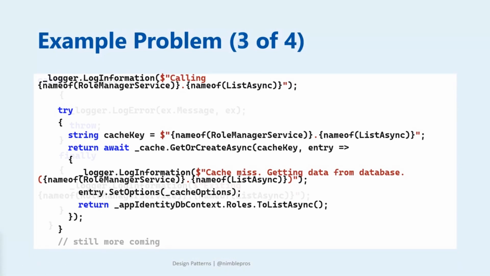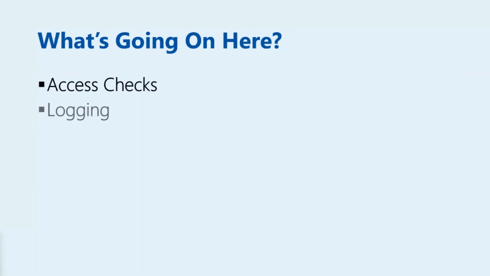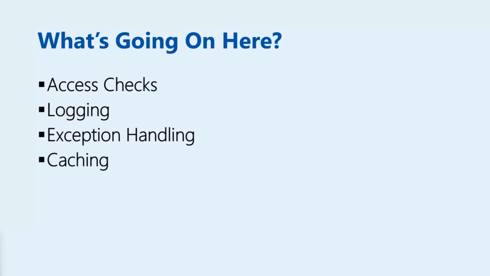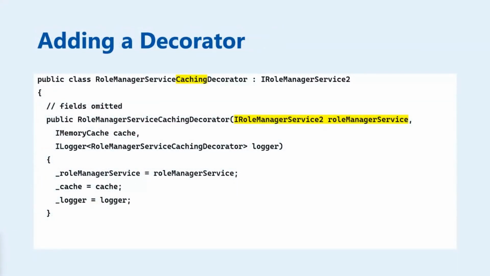And then at the end of this whole thing, we've got our catch block where we're going to do some more logging, and we're going to do some logging as we exit the function. And imagine that you might also want to have a clock or something in here telling you how long it took to perform this. All right, so in here, we've got lots of stuff happening. There's access checks, logging, exception handling, caching. About the only thing we're not doing is validation. And yeah, we're also returning a list of roles, but that's almost lost in the noise of all this other stuff that's going on. Okay, so if we want to add a decorator, we'll stick to the slides for now, and then we'll jump into the code in a sec.